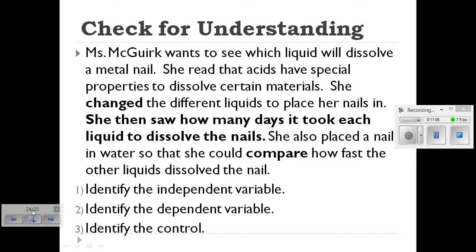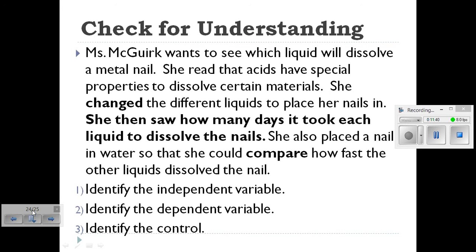Here's another example. Miss McGurk wants to see which liquid will dissolve a metal nail. She read that acids have special properties to dissolve certain materials. She changed the different liquids to place her nails in. She then saw how many days it took each liquid to dissolve the nails. She also placed the nail in water so that she could compare how fast the other liquids dissolved the nail.